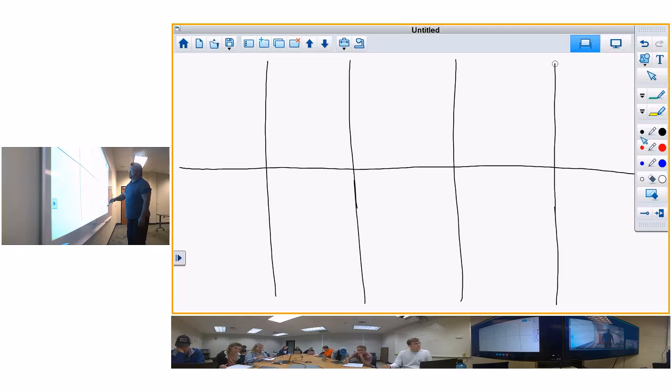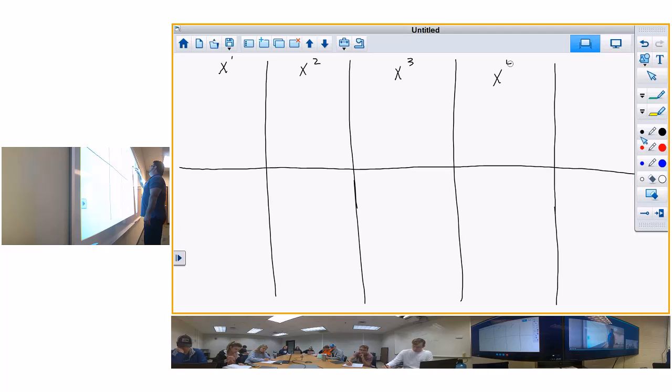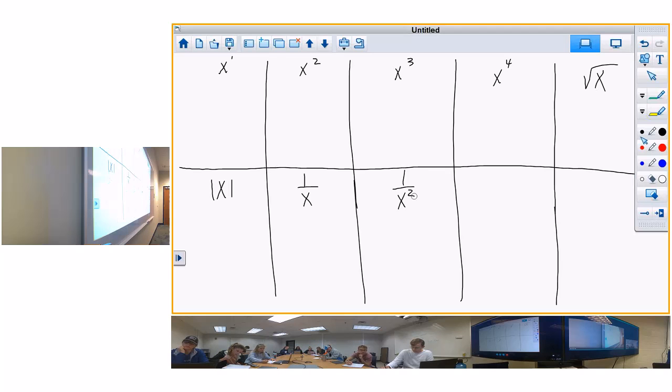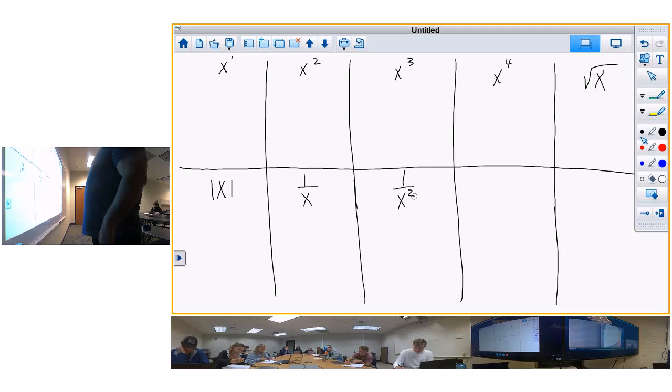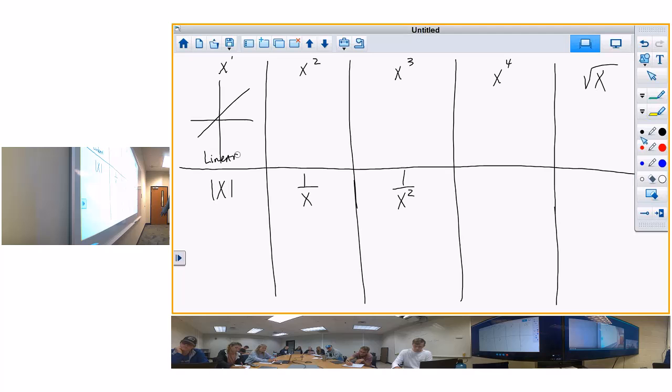We're top notch. X to the first, X to the second, X to the third, X to the fourth, square root of x, absolute value of x, 1 over x, 1 over x squared, and I'll leave the other two for logs later on. So what does x to the first power look like? Straight line. That's called linear. If your function is y is equal to x plus 2, that's a linear function.